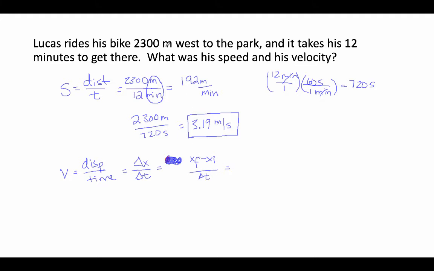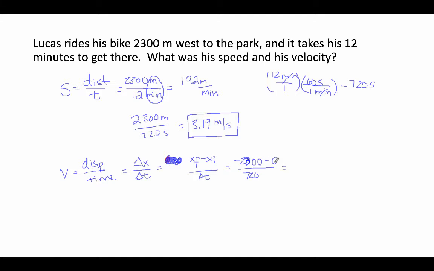Our final position was 2300. Technically it was west, so that's negative 2300. You usually use west as negative, south as negative. Minus our initial position was 0, it was at the origin, divided by our change in time, which was 12 minutes. We'll go ahead and use 720 seconds to get this in meters per second.